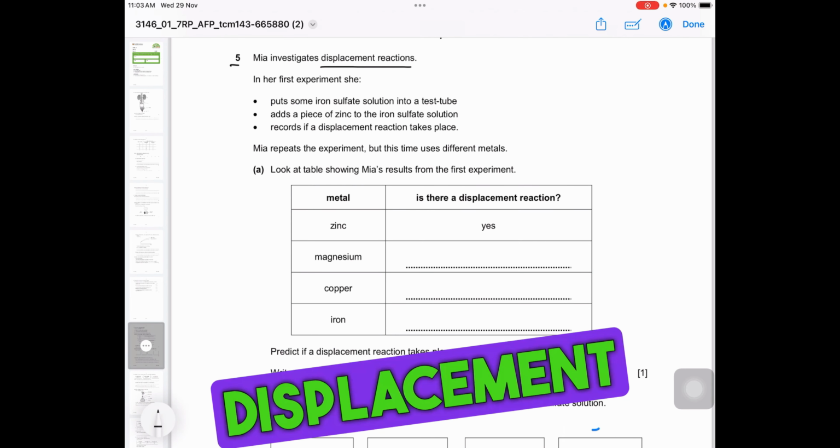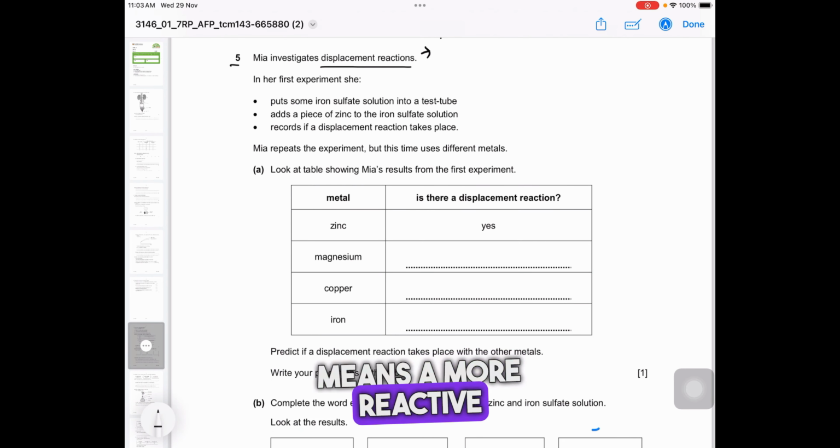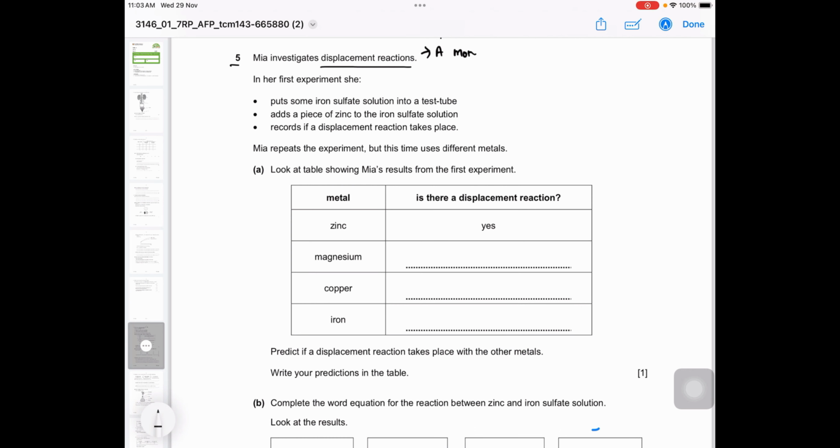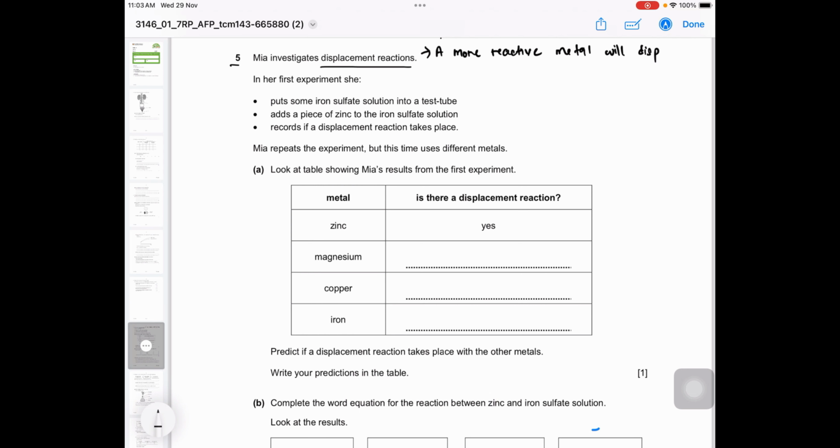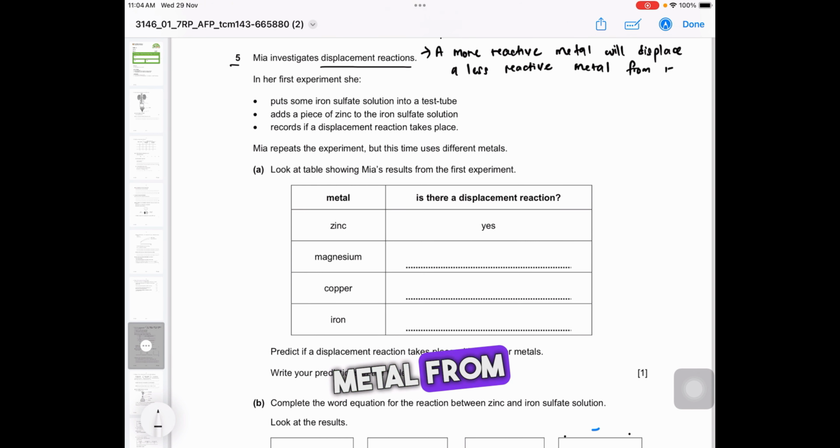Okay, basically a displacement reaction means a more reactive metal will displace a less reactive metal from its compound in solution.